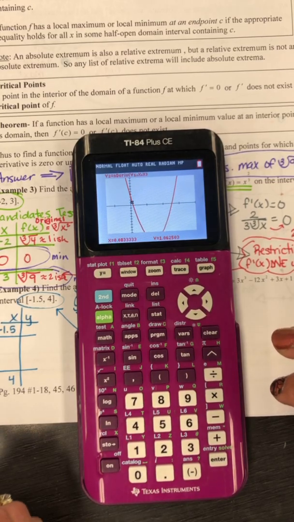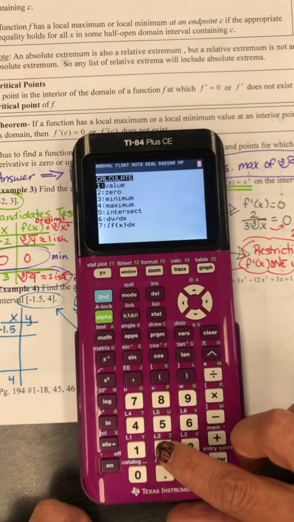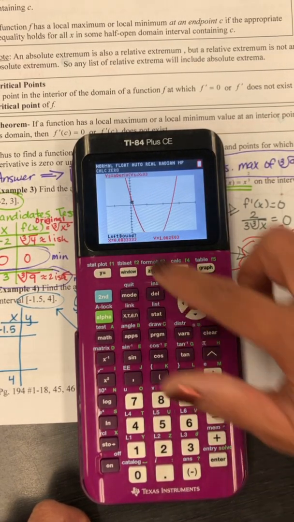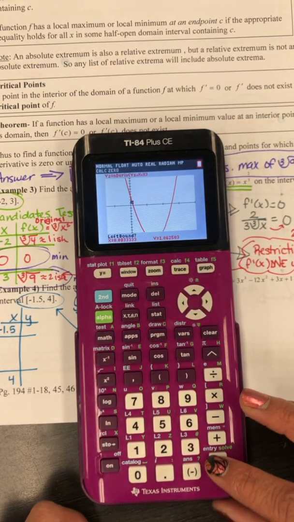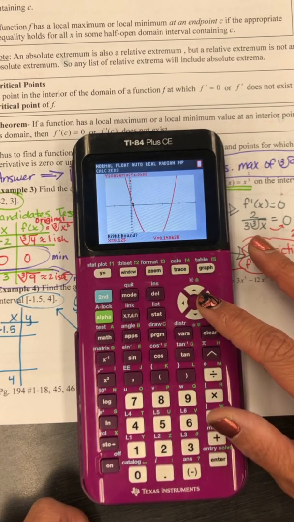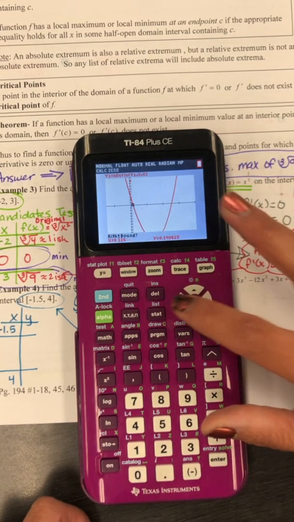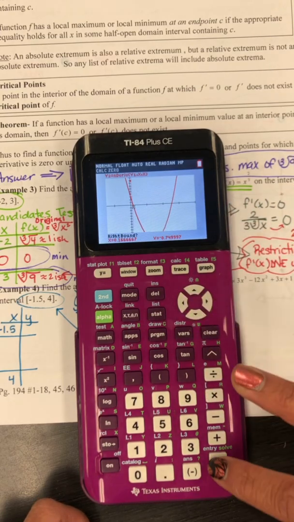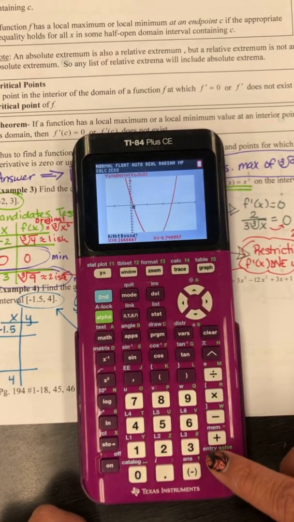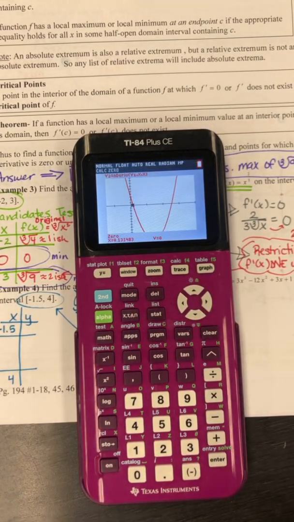Okay, then I hit second, calculate, and I want the 0 at that point, so I'm going to hit 2. See how it says left bound? I hit enter, then right bound, and I want to move this to the right because it's going to go below the x-axis. It's going from positive to negative there, so I want to make sure that y value is negative, and then hit enter. Then it says guess, and I hit enter. And it guesses x equals 0.131.